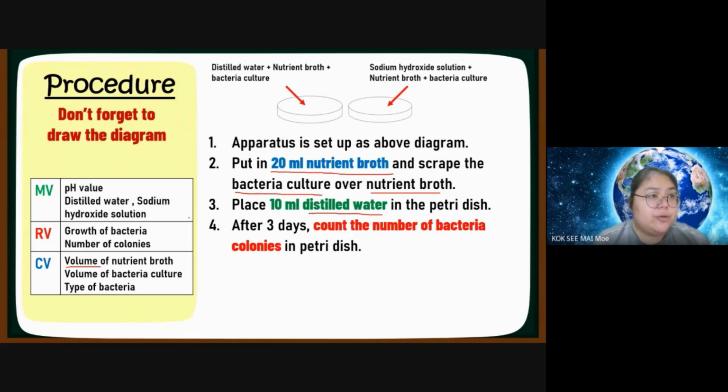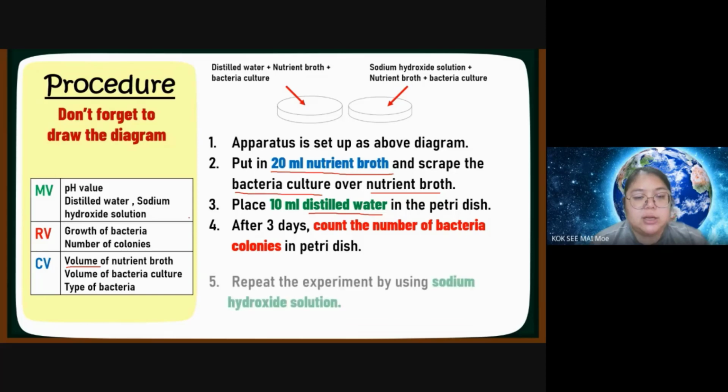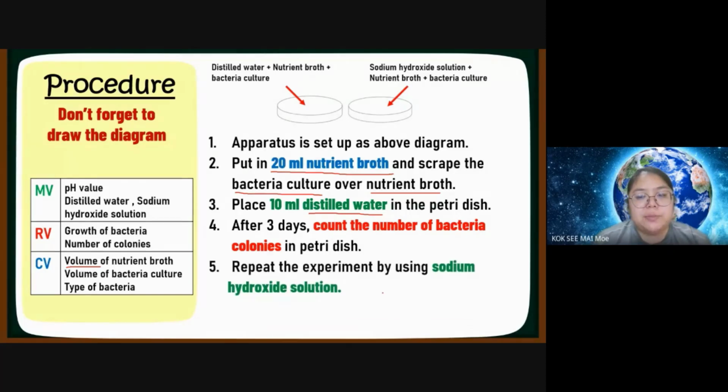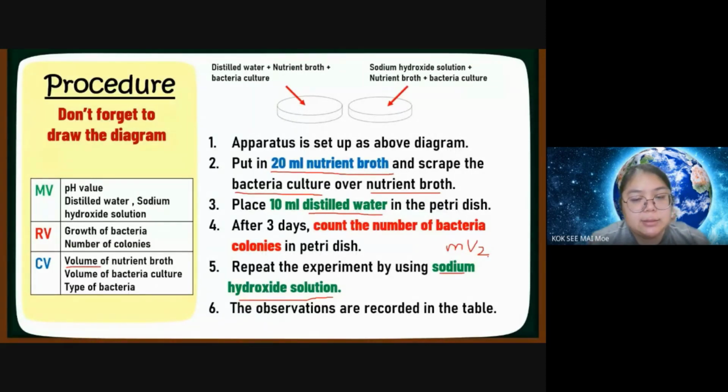Okay, number 5, repeat with MV2. Now the MV2 is sodium hydroxide solution. So I say repeat the experiment by using sodium hydroxide solution. So this one is MV number 2. Then number 6, conclusion. The observations are recorded in table.